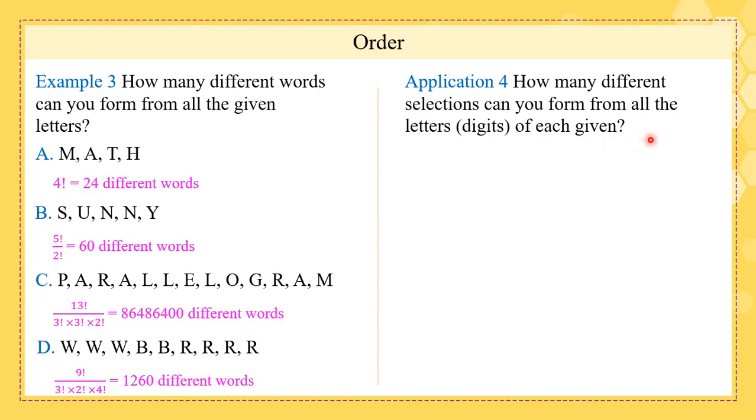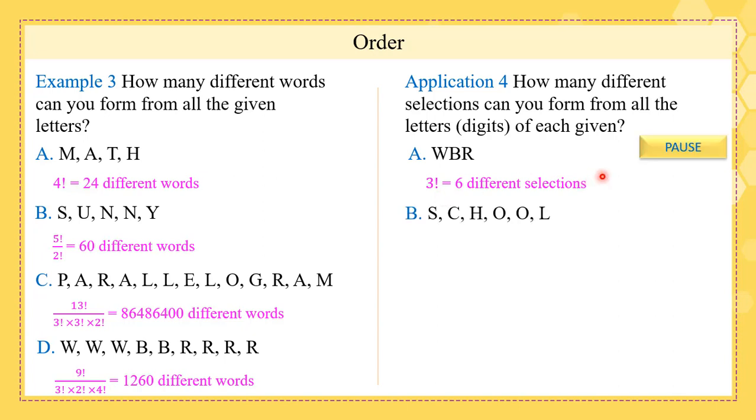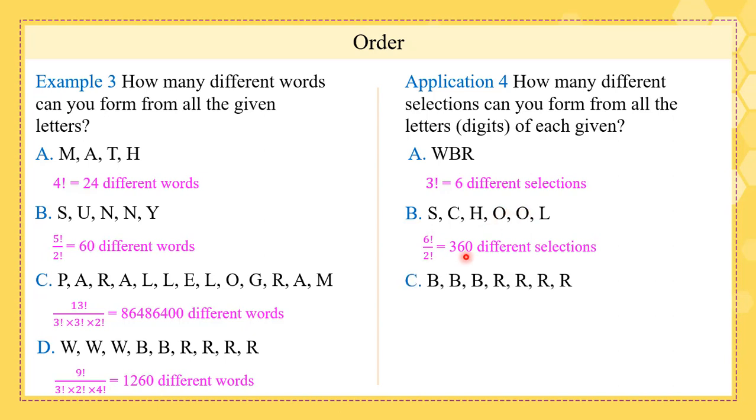We need the different selections that could be formed. This is the first case. Try to do it alone. Well, here we have 3 distinct letters, so the number of selections would be 3 factorial. Try to do this one. Well, we have 6 letters. This is 6 factorial, but one of the letters is repeated, so we divide by 2 factorial, and this is what we get.